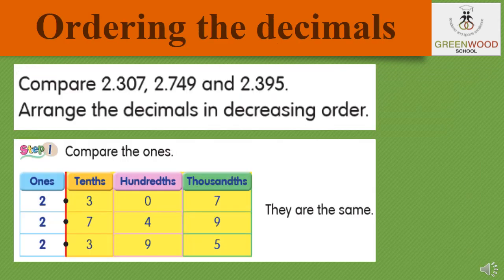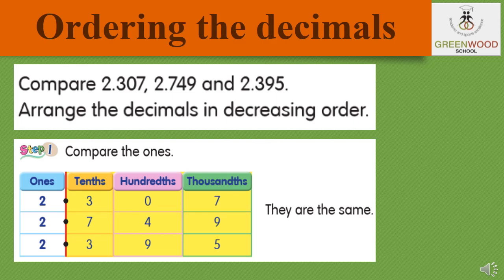Next topic is ordering the decimals. Arrange the decimals 2.307, 2.749 and 2.395 in decreasing order. First, we'll make a table and we'll place all the digits in their respective places. Now, before the decimal, there is just one digit, so we'll write it in the ones place. Now, after the decimal point, the tenths, hundredths and thousandths places will come. So first place all the numbers.